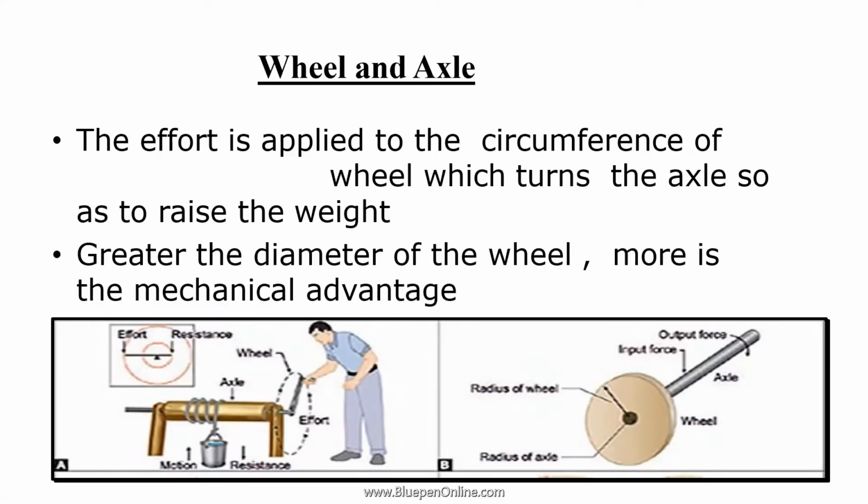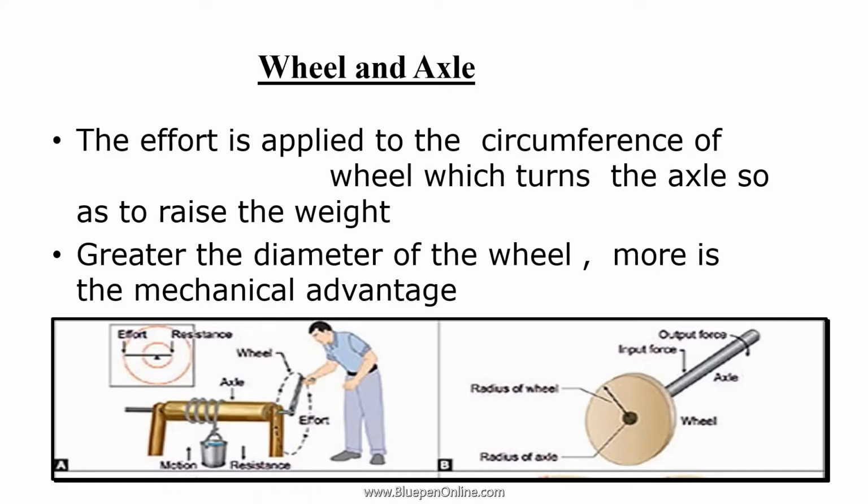Now what is the wheel and axle principle? And this is followed by what? Cryer's elevator, right? Wheel and axle. The effort is applied at the circumference of the wheel, which turns the axle so as to raise a weight. This is the simplest type of principle, right? Greater the diameter of the wheel, more is the advantage.